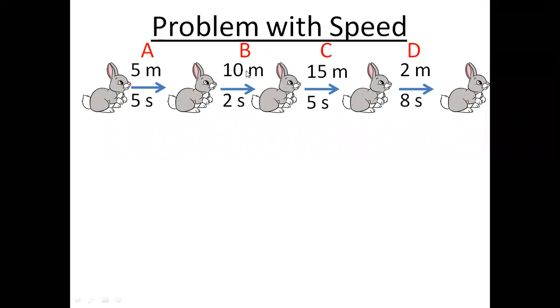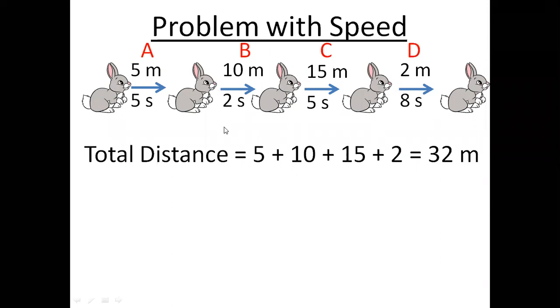So total distance means what? This is the distance covered: 5 meter, 10 meter, 15 meter, 2 meter. To calculate total distance, we will add all of them: 5 plus 10 plus 15 plus 2. Kaise nikala? In all the four cases, whatever distance it has traveled, we have added those: 5 plus 10 plus 15 plus 2. So the answer is 32 meter.